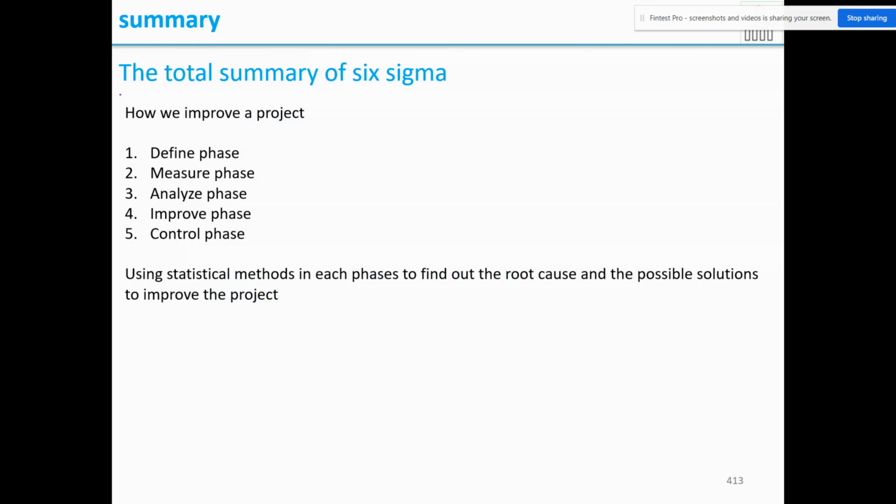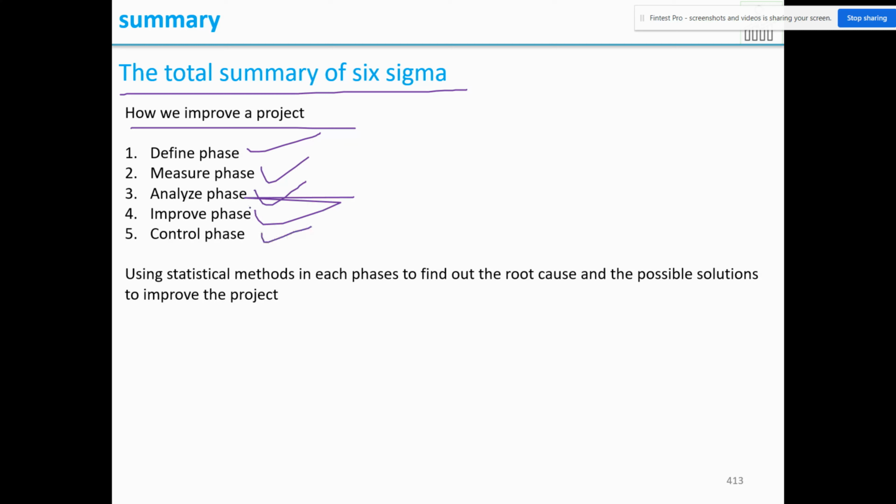Now the total summary of Six Sigma: how we improve a project by using Six Sigma methodology. First you have the define phase, measure phase, analyze phase, improve phase and control phase. In the define phase, you define the problem and the extent of the problem, select what you are going to improve, select a project and its scope, what is all going to happen, and make a project charter or a project summary sheet.